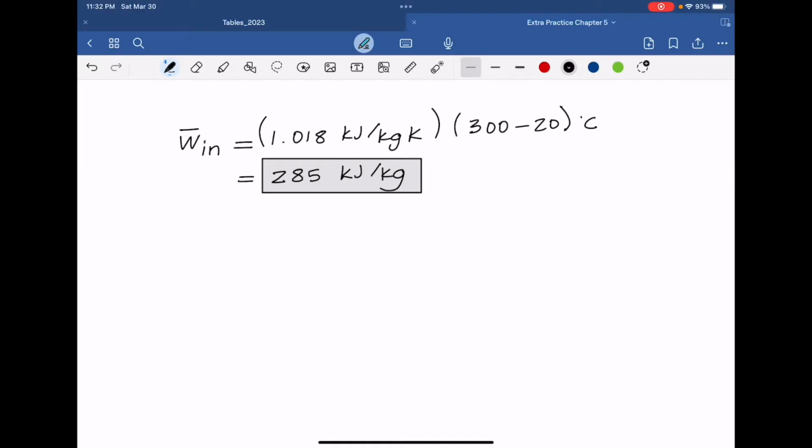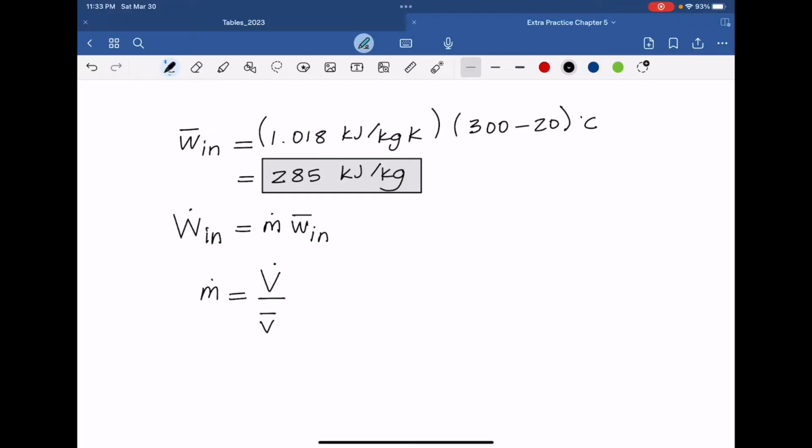And to be able to calculate the power, we need the mass flow rate, because the power is equal to mass flow rate times work per unit mass. So if I can find the mass flow rate, I can find the power. To be able to find the mass flow rate, since they give us volumetric flow rate, it's a hint in the question.